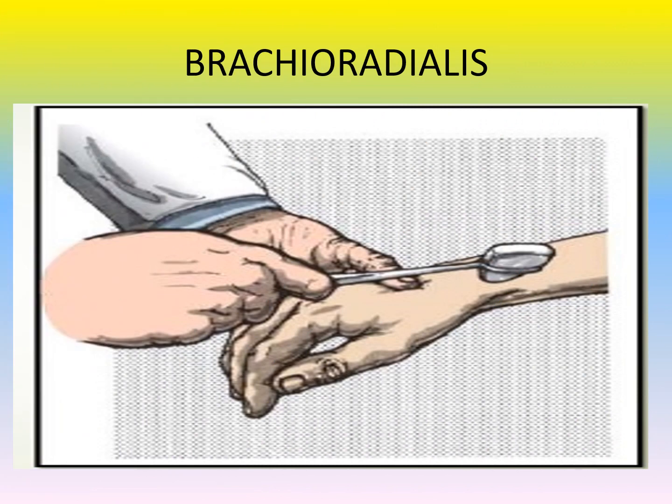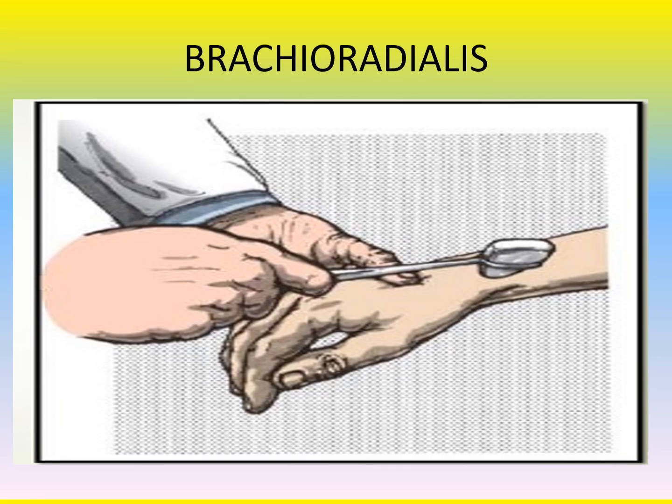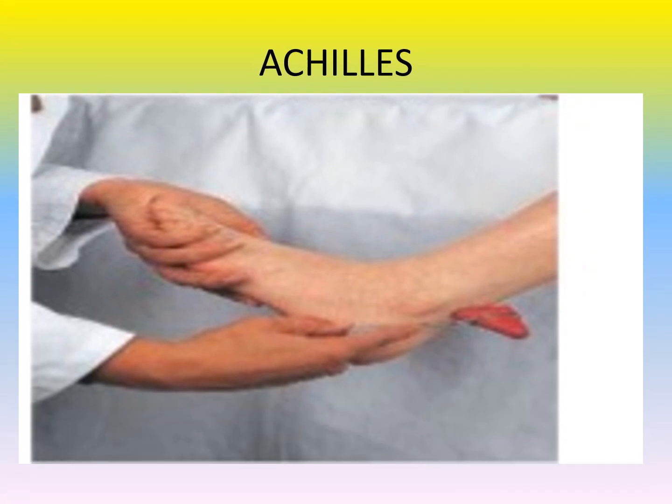Brachioradialis, rest the client's forearm in a relaxed position, externally rotated on a firm surface. Then Achilles tendon, here the client is sitting in the same position as for the patellar reflex, slightly dorsiflex the client's ankle by supporting the ball of the foot lightly in the hand.